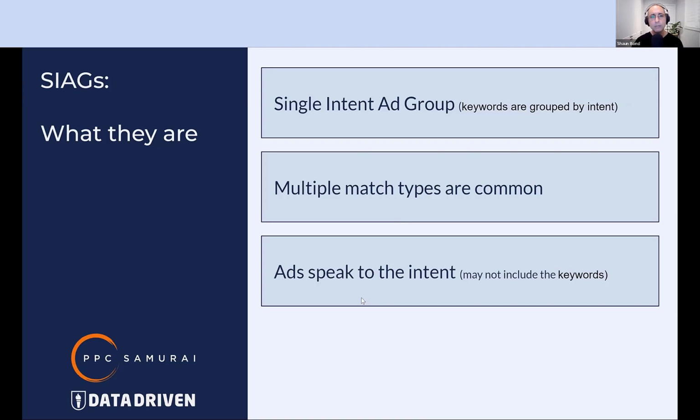And make sure that when you're building your ads for this single intent ad group, that the ads speak to the intent of the searcher. So it's not the theme of the keywords that are in the ad group, it's the intent of the searcher. And it's quite possible that your ads won't include the keywords, or they'll be kind of close, but it's all about intent. So very important word.